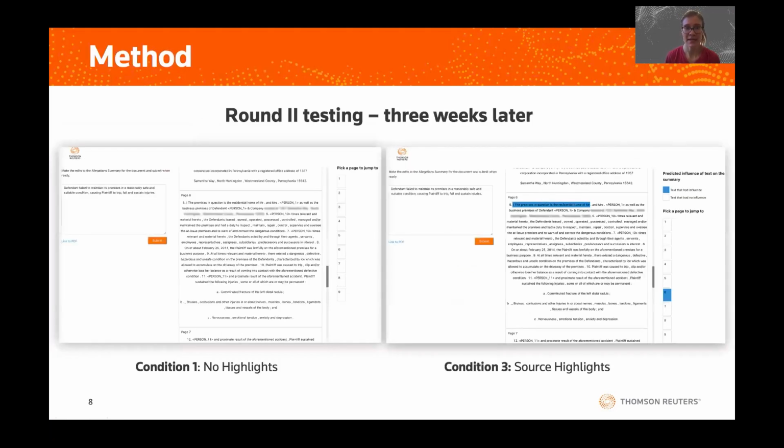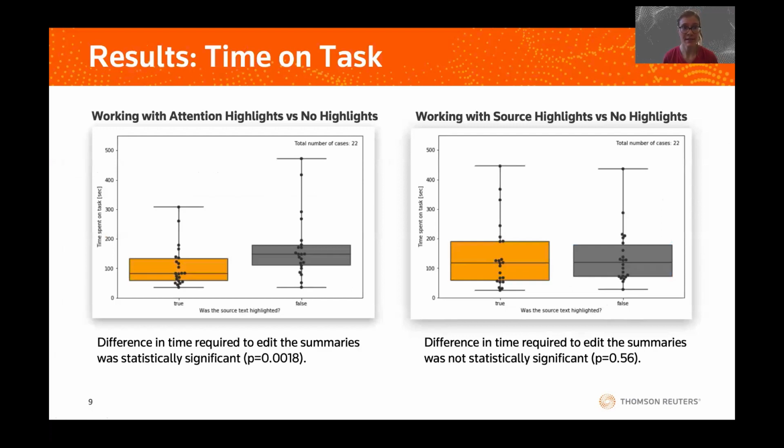In the second round of testing, the experiment outline was essentially the same. The editors had to work with no highlights, and they also had to work with an interface which had source highlights. Now, for the results, we've learned that the editors were significantly faster in reviewing the summaries with attention highlights. However, the effect of source highlights on their performance in terms of saving time was a lot less clear. And from the interviews, we learned why.